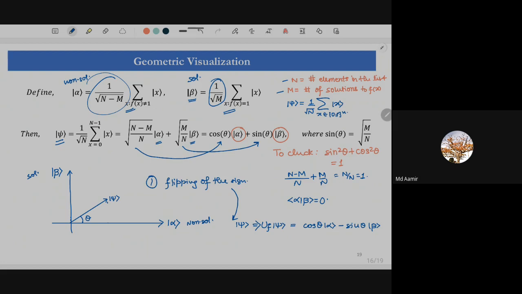Why do we have minus here? Because flipping the sign means that whenever we find a solution, we flip the sign of the amplitude. We have all the solutions in beta, so we flip the sign of all the solutions in beta, and that's why we have this minus sign before beta. So how do we represent this? Let's say psi prime. So psi prime will be somewhere here.